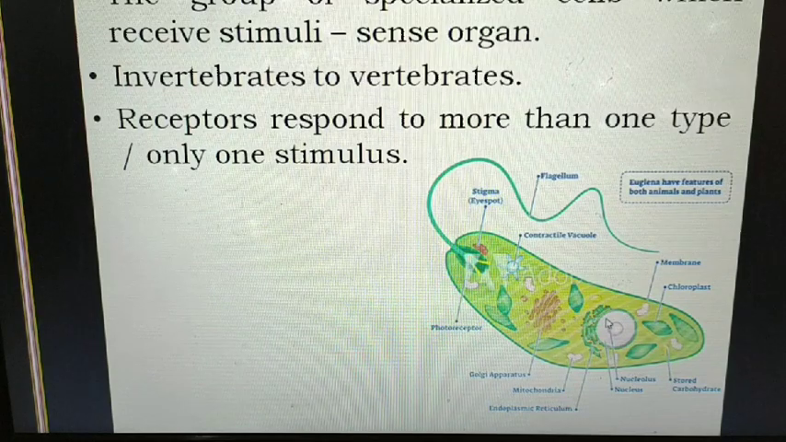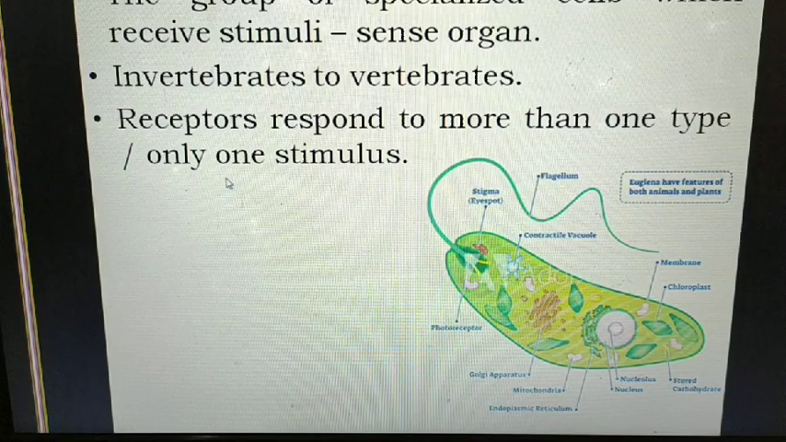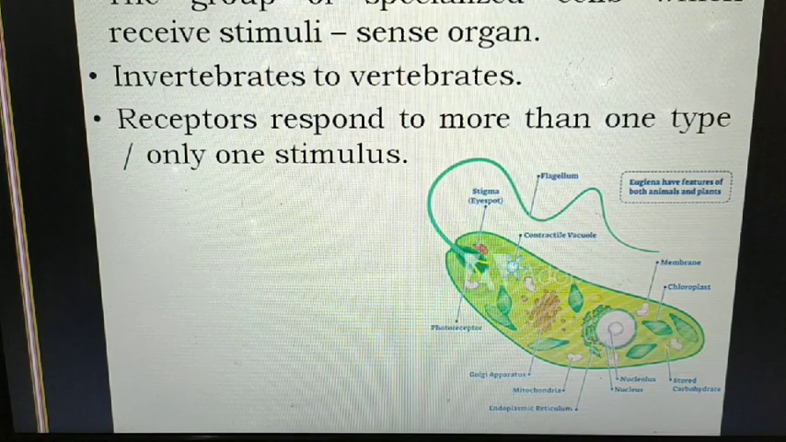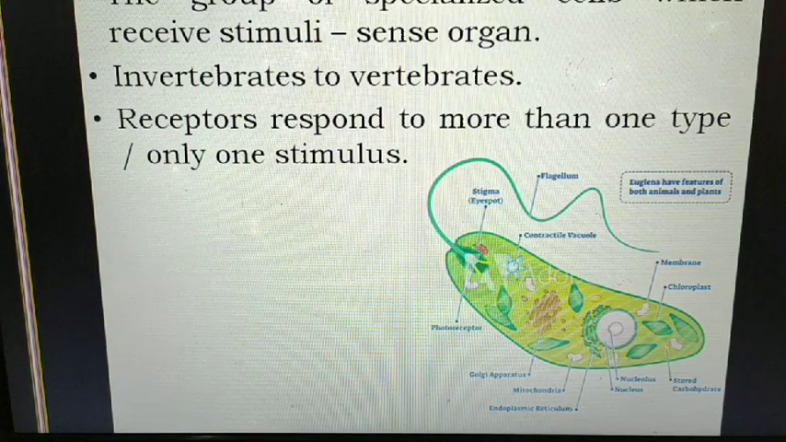So some receptors respond to more than one type of stimulus, but some receptors respond to only one stimulus. Multicellular animals respond to various internal and external environmental factors. The change is detected by an organ is called stimulus, and this stimulus which evokes in living organism is called response.